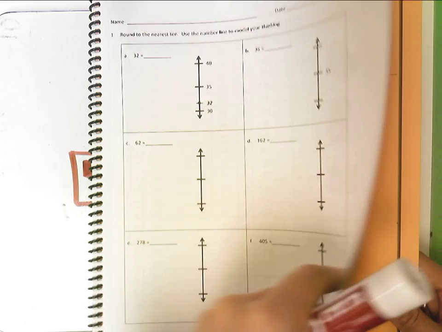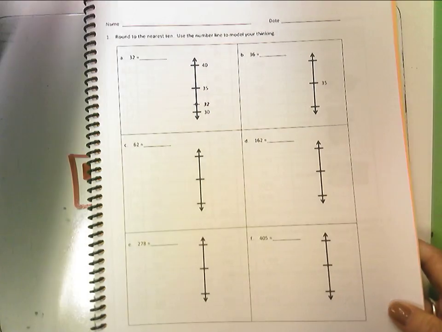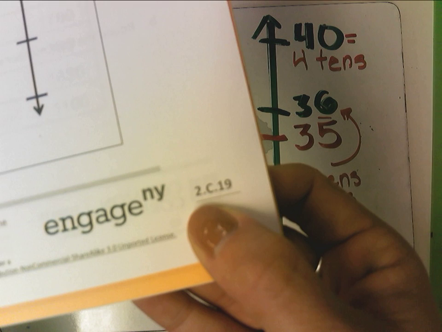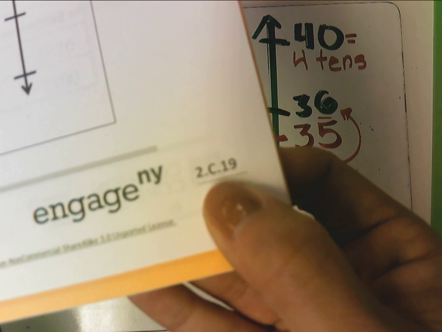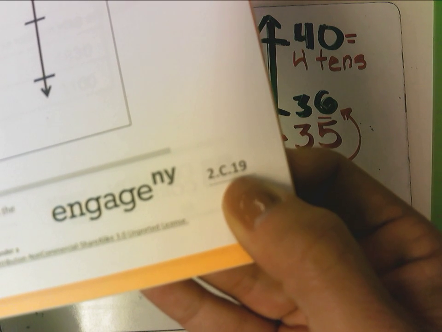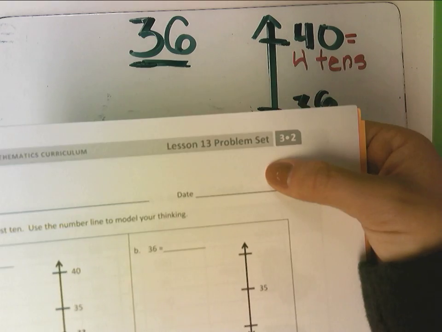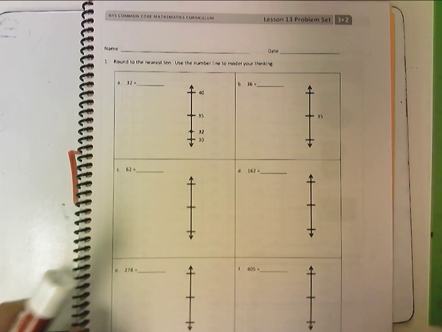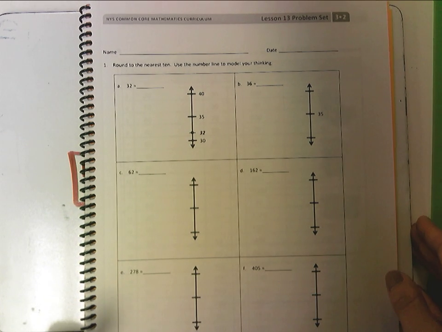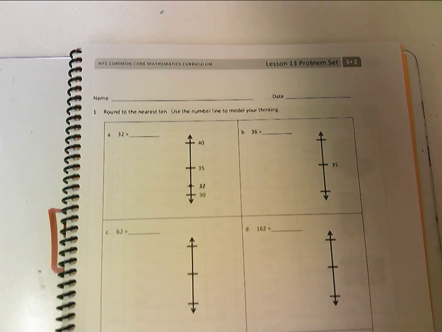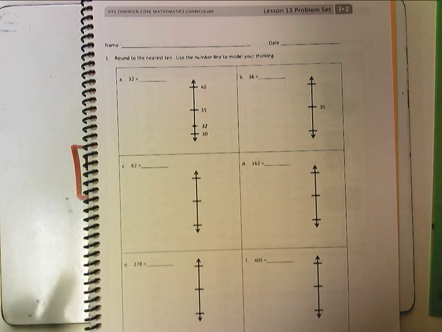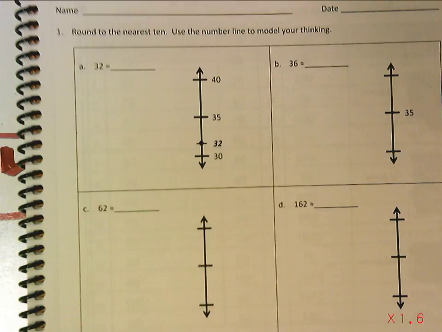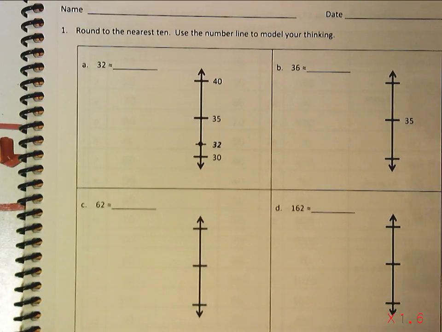And I'm opening my math notebook to page 2.C.19. Lesson 13 problem set right at the top. In your problem set right now, I'll zoom so you can see. I'm going to have you circle a couple problems that I want you to complete today. We're not doing all of them. We're only going to do half of them today.